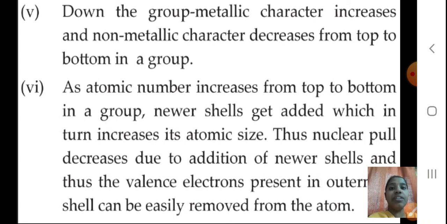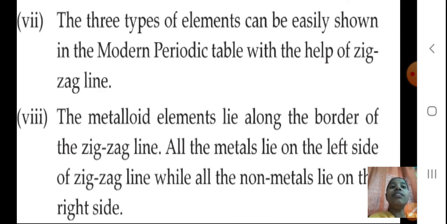As the atomic number increases from top to bottom in a group, newer shells get added, which we have seen, which in turn increase the atomic size. Thus the nuclear pull is decreasing due to the addition of the newer shells, and thus the valence electrons present in the outermost shell can be easily removed from the atom because nuclear pull is less. So, the three types of elements can be easily shown in the modern periodic table with the help of a zigzag line. Metalloids are the elements which lie along the border of the zigzag line. All the metals lie on the left, while all the non-metals lie on the right hand side.